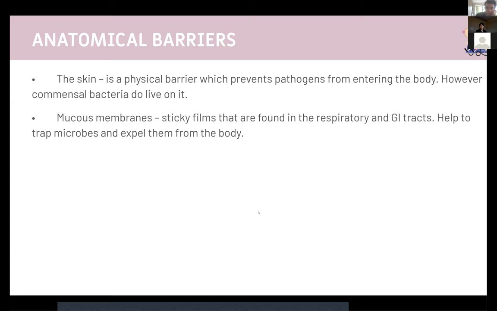Yeah, and so mucous membranes, they're really sticky. They help trap microbes and expel them from the body.